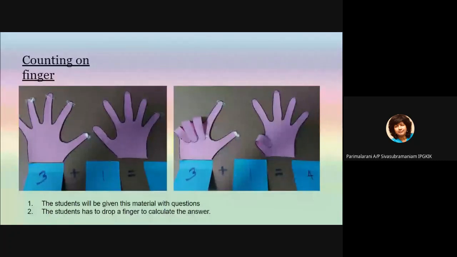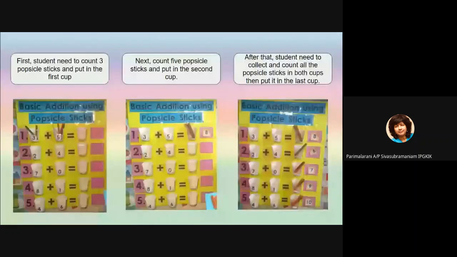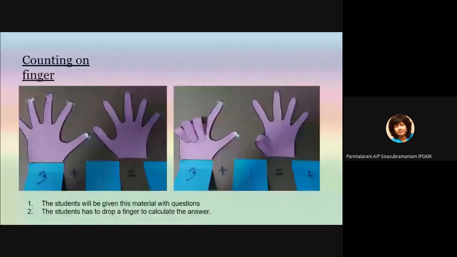So we have two models. One is the set model and one is the measurement model. This is also based on the altogether method, but using fingers, showing two sets of numbers, 3 and 1. So 3 and 1 altogether becomes 4. This is also okay. Only thing, you can only use this for limited numbers, below 10, because there are only 10 fingers.